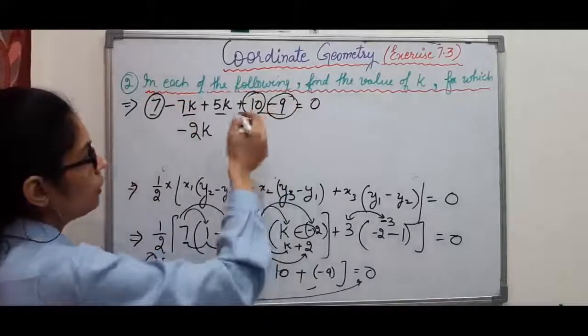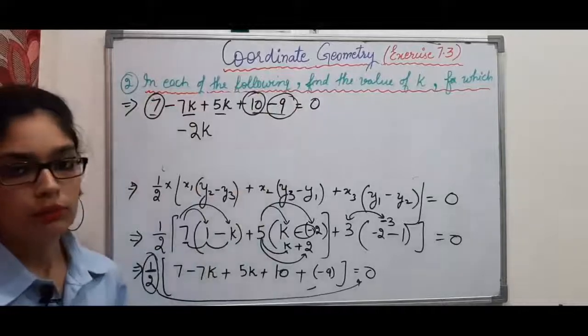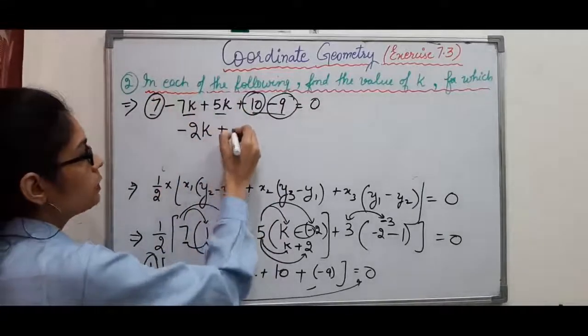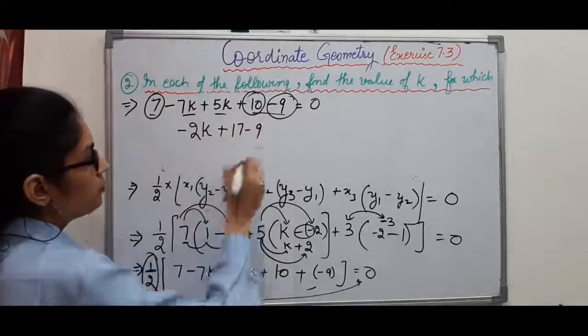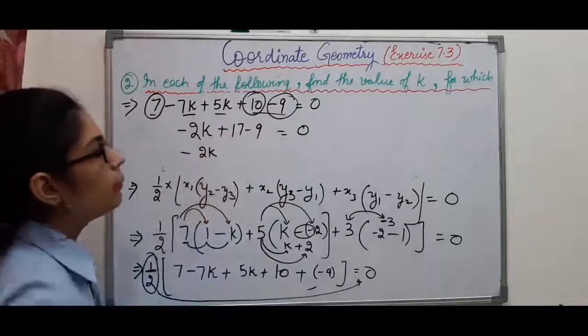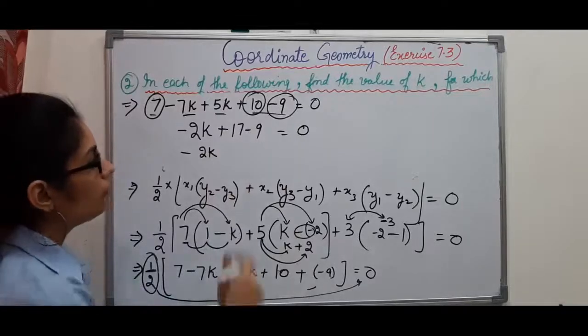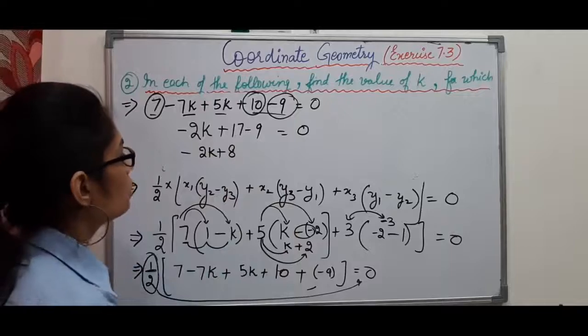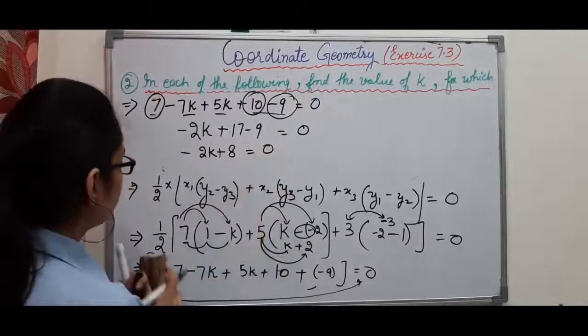So plus 7 and plus 10, both terms positive sign, 7 plus 10 it will be 17, minus 9 is equals to 0, minus 2k, 17 minus 9, so it will be 8 is equals to 0.